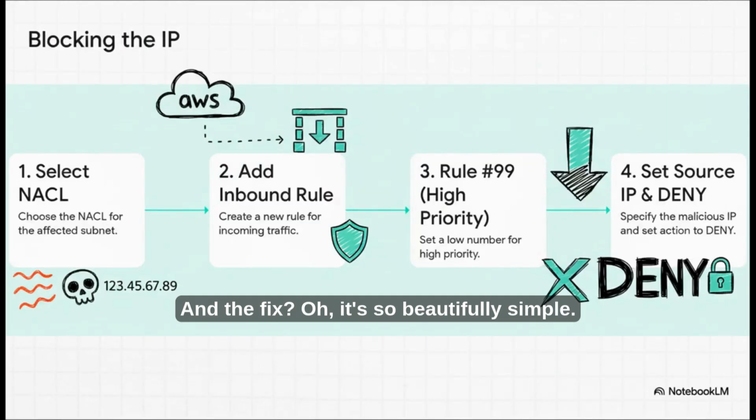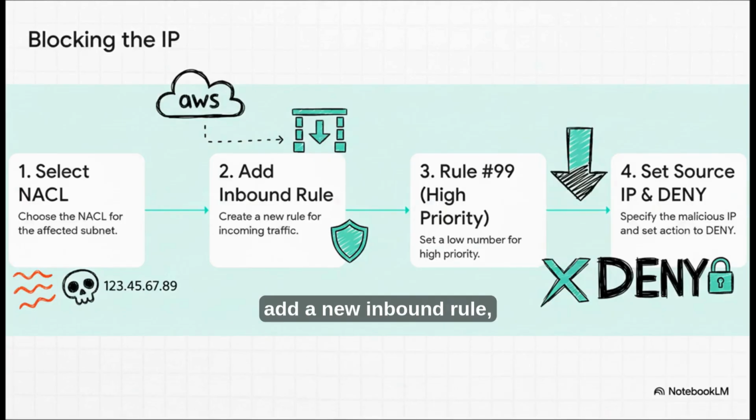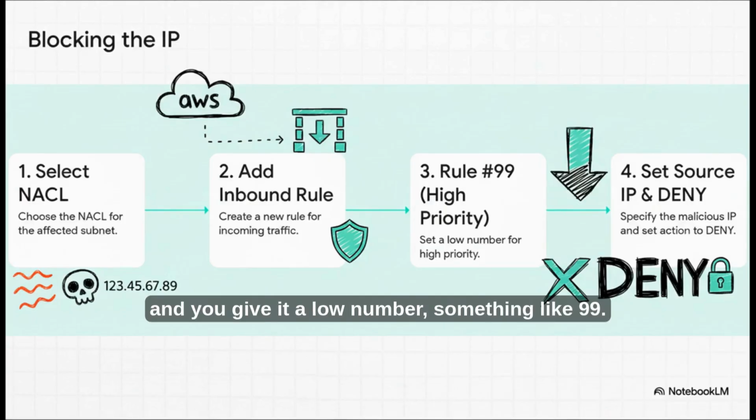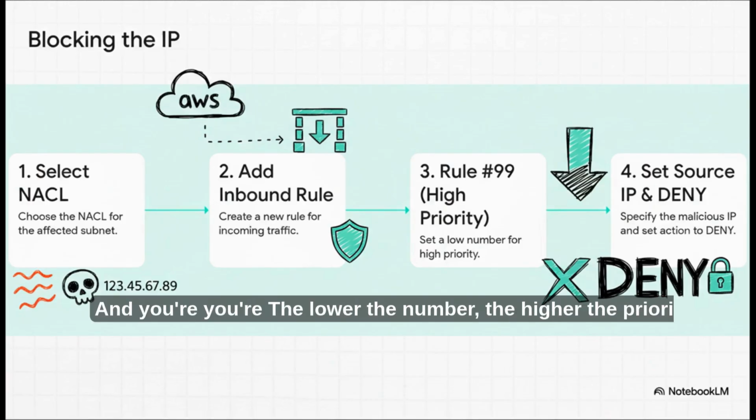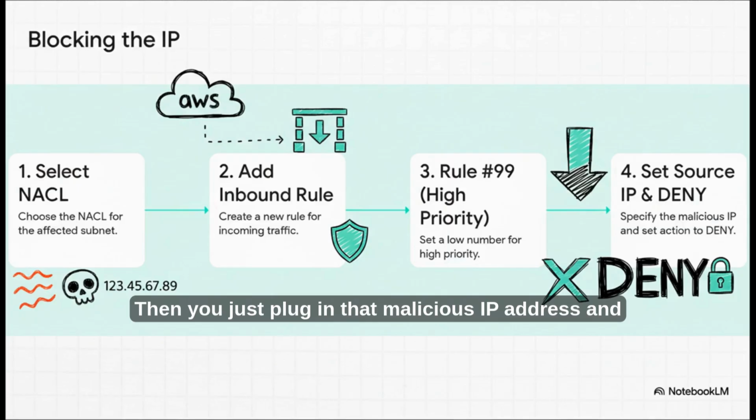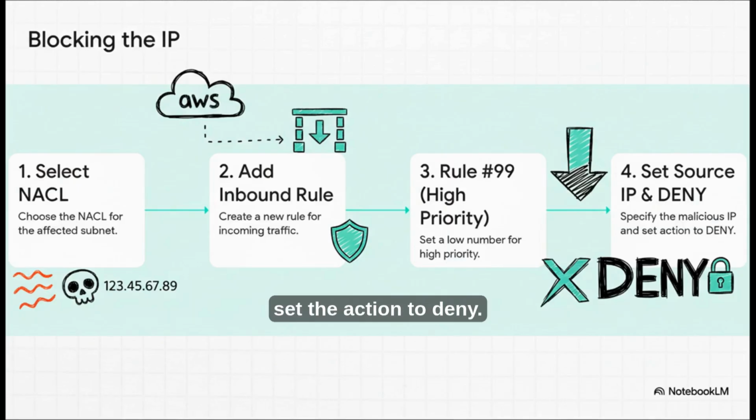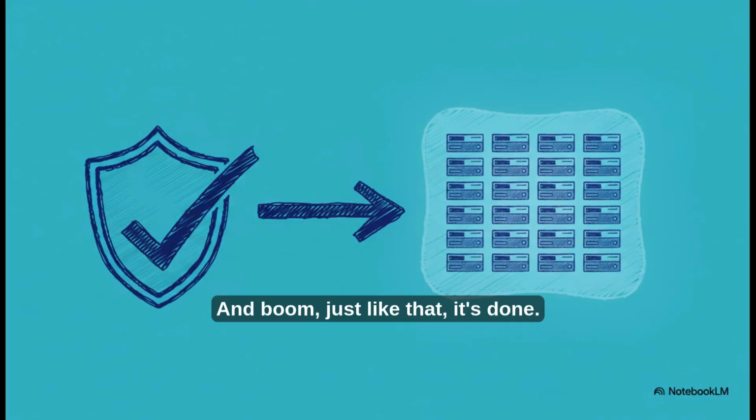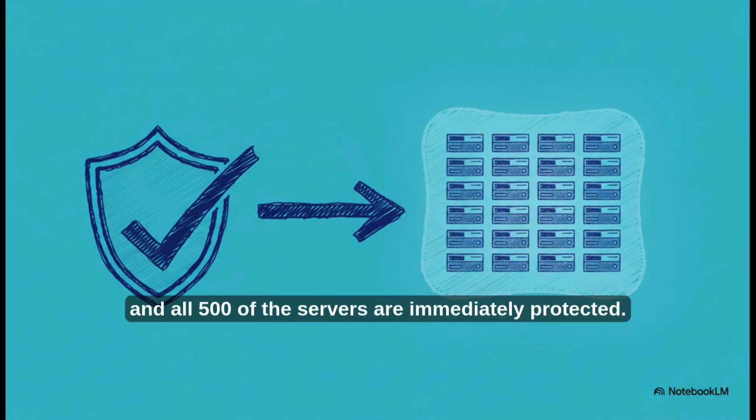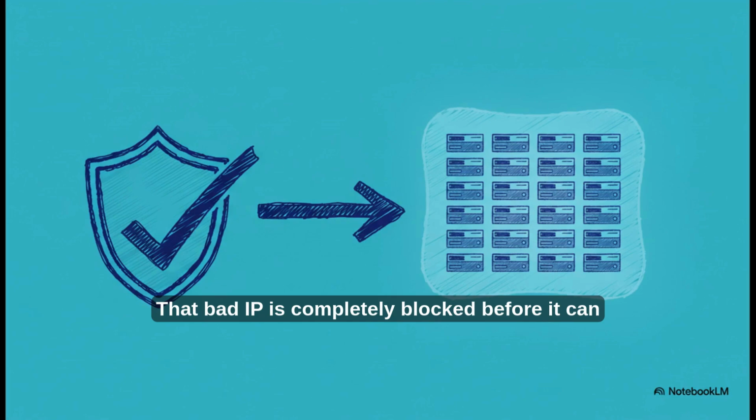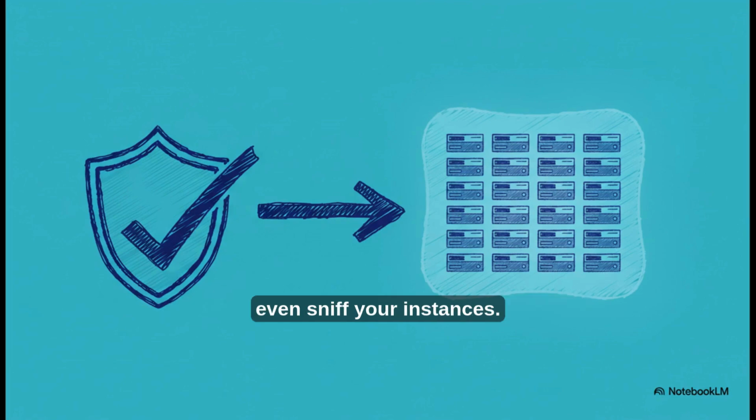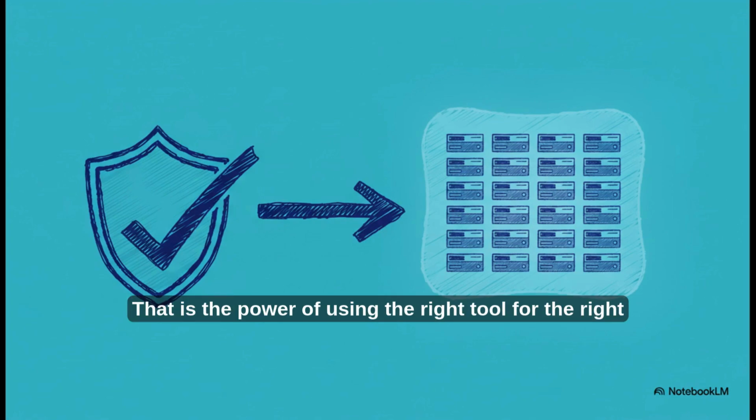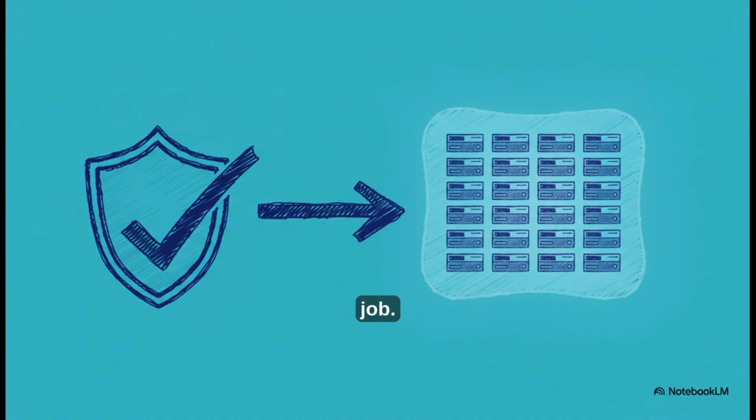And the fix? Oh, it's so beautifully simple. You just go to the NACL for that subnet, add a new inbound rule, and you give it a low number, something like 99. With NACLs, the lower the number, the higher the priority. Then you just plug in that malicious IP address and set the action to deny. And boom, just like that, it's done. One rule, a few clicks, and all 500 of the servers are immediately protected. That bad IP is completely blocked before it can even sniff your instances. That is the power of using the right tool for the right job.